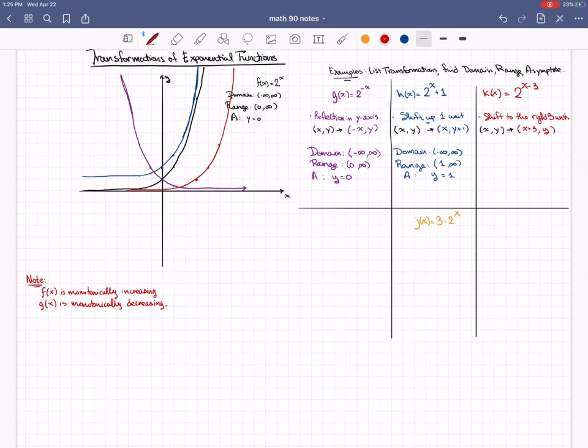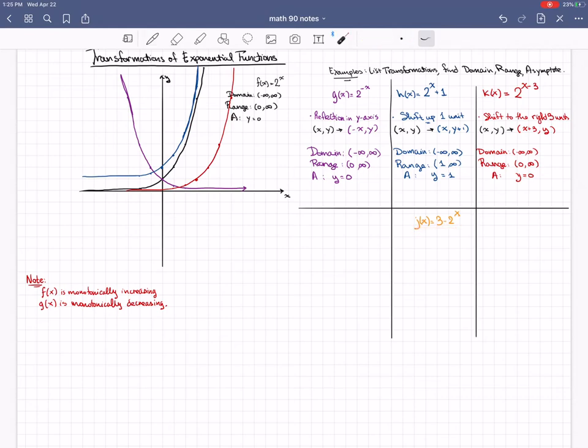So we see that the domain is still all real numbers. The range is still the positive numbers, not including 0. And the asymptote is still the line y equals 0. All right, last but not least, j of x.